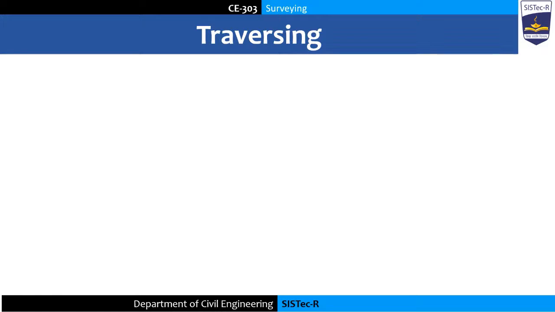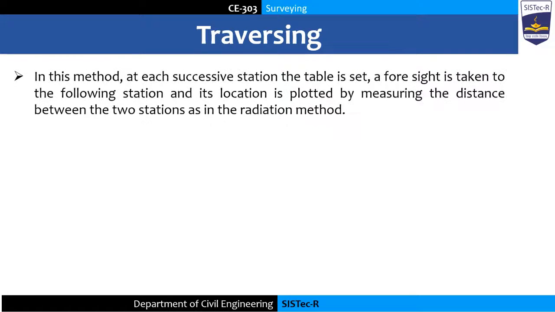So this is the third method of plane table surveying, that is traversing. We have also seen what is traverse in the previous videos of compass surveying, that a series of connected survey lines is called traversing. So in this method, at each successive station the table is set.